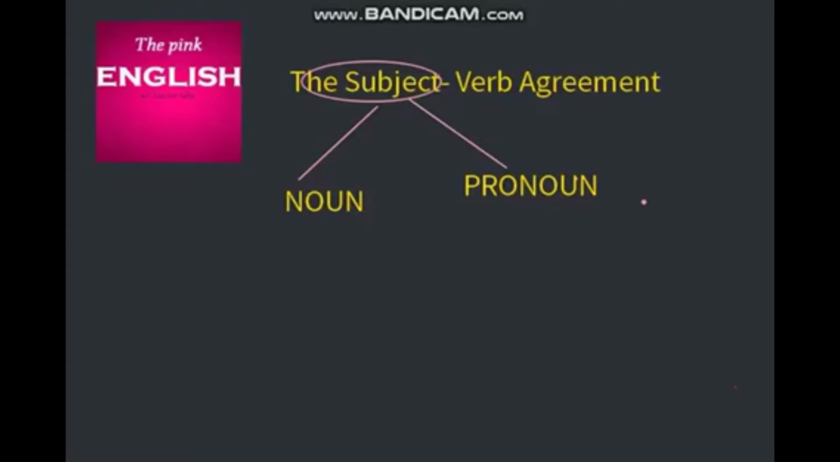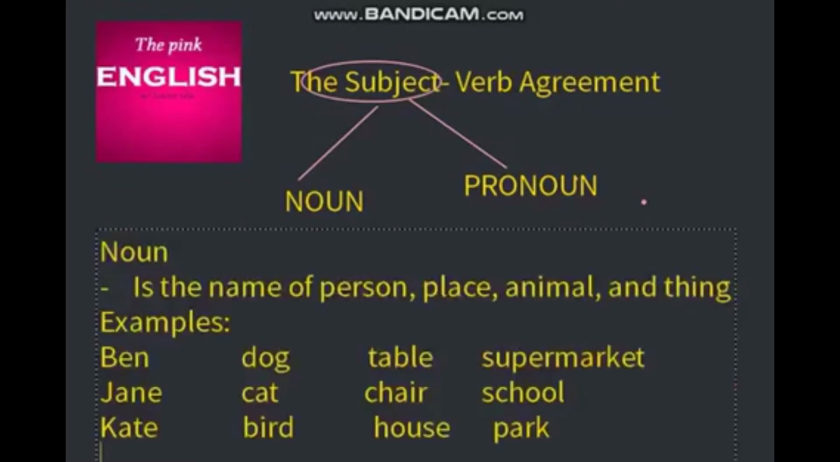So what is a noun again? Let's take a look at this. When you say noun, it is the name of a person, place, animal, and thing. So we have here examples. For the names of person, we have Ben, Jane, Kate. For animals, we have dog, cat, bird. For things, we have table, chair, house. And for place, we have supermarket, school, and park.